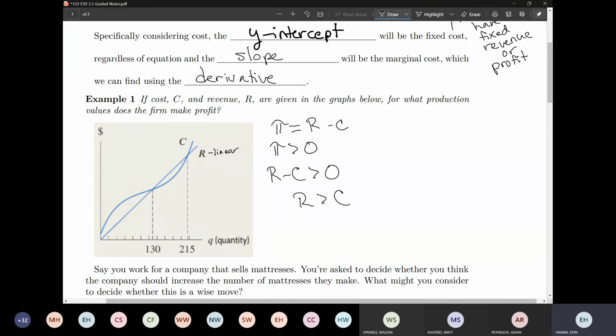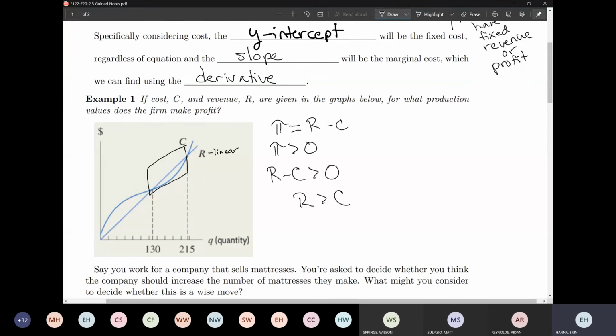It'll pop up eventually. So we essentially want to look at this graph and find out where revenue is greater than cost. When is the revenue function higher than the cost function? The only spot that that's going to happen in is kind of this middle section here, which I've boxed. Since the linear function, the straight line, is revenue, the only time that it is above, has a larger y value than that curvy one, is in that middle piece.